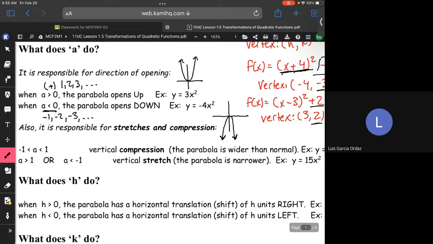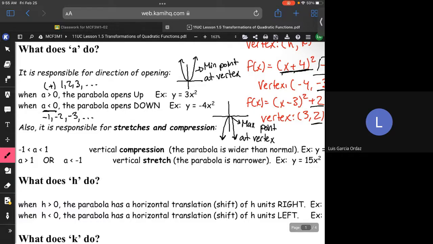So let's see if you guys remember. When my graph is opening up, do I have a maximum point or a minimum point? Yep, minimum. And when it opens down, what point do I have? Yeah, so I have a maximum point at the vertex.